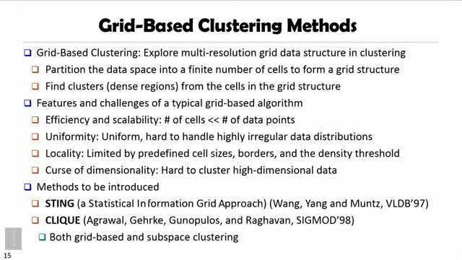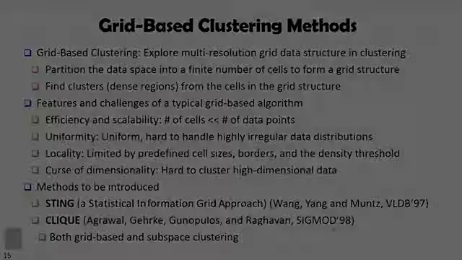We are going to introduce two methods in this lecture. One is called STING, the Statistical Information Grid approach, developed by Wei Wang, Jiong Yang, and Richard Muntz at UCLA, published in the 1997 VLDB conference. Another one is CLIQUE, which is both grid-based and a subspace clustering method, an interesting methodology for subspace clustering, developed by Rakesh Agrawal, Johannes Gehrke, Gunopulos, and Raghavan at IBM, published in the 1998 SIGMOD conference.